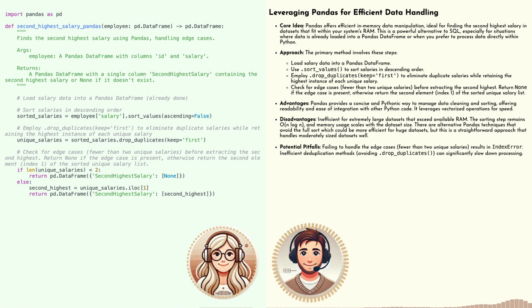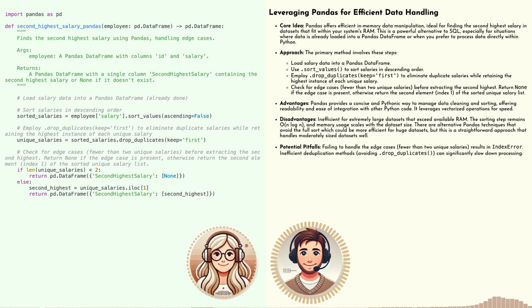We can access elements by their position, just like that. So we would use index 1 to get the second highest salary, since Python uses zero-based indexing. That's right. This Pandas approach seems quite streamlined. It is pretty efficient. We sort, remove duplicates, and then simply pick the element we want. Yeah, it's a nice way to do it.